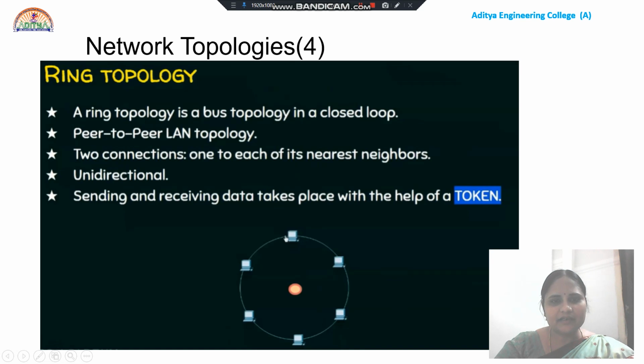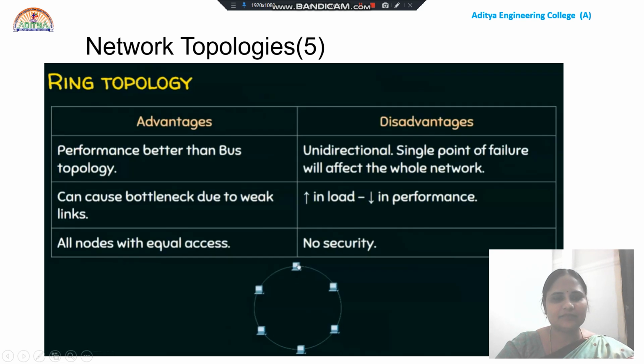Sending or receiving the data packet takes place with the help of a token. Every data packet is issued with a token. In such a way, the data transportation is done in ring topology.